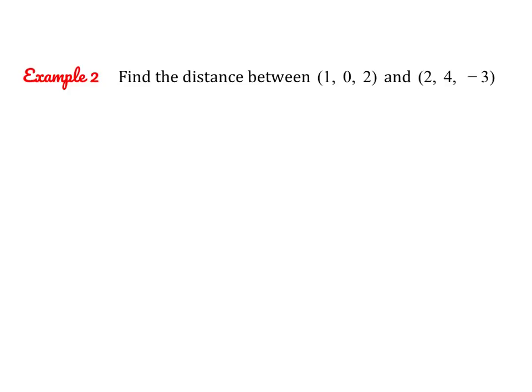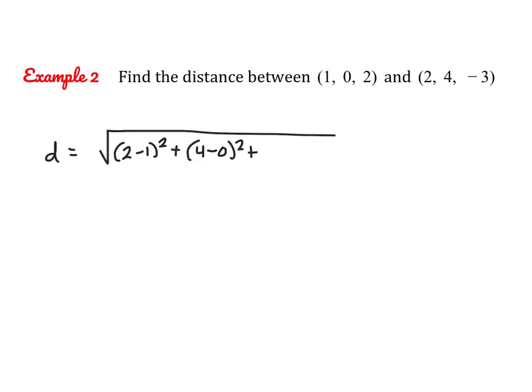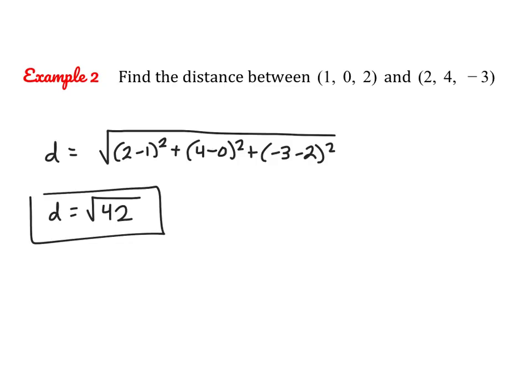Okay, let's see if we can find the distance between the coordinate 1, 0, 2 and the coordinate 2, 4, negative 3. So our distance is going to be the square root of x2 minus x1 squared plus y2 minus y1 squared plus z2 minus z1 squared. So this is just going to be the square root of 42. It's as easy as that.